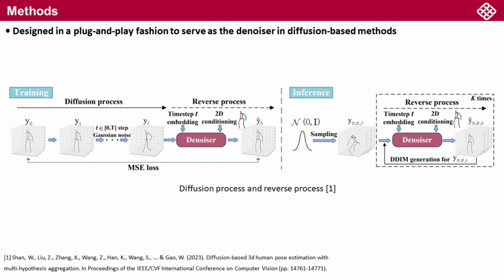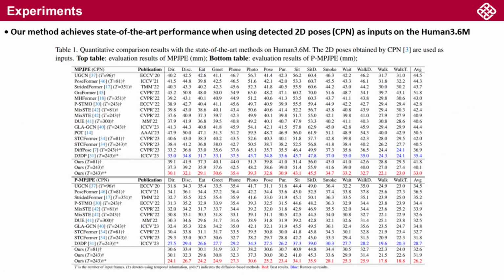We gradually diffuse the ground truth 3D poses to a random distribution, and learn a denoiser conditioned on 2D keypoints to recover the uncontaminated 3D poses. As shown in Table 1, the diffusion-based KTPFormer achieves the state-of-the-art result 33.0 mm in MPJPE and 26.2 mm in PMPJPE on the Human3.6M dataset using the 2D poses detected by CPN as inputs.